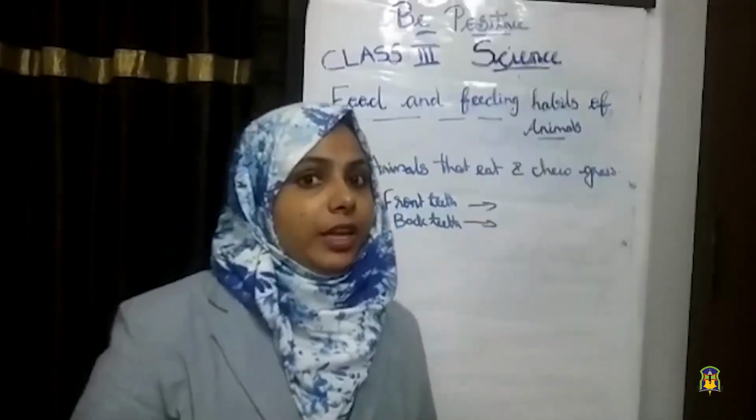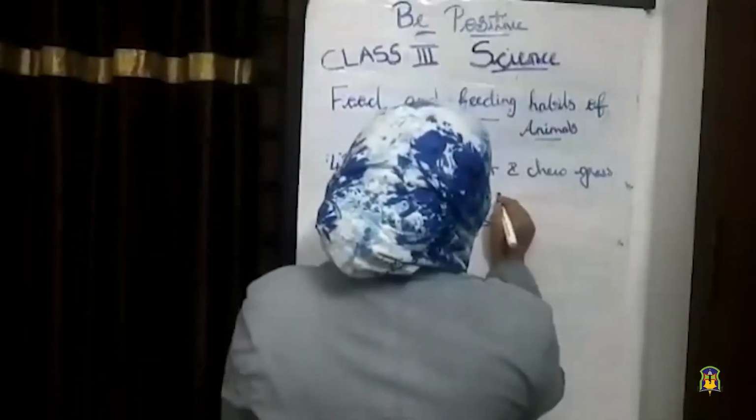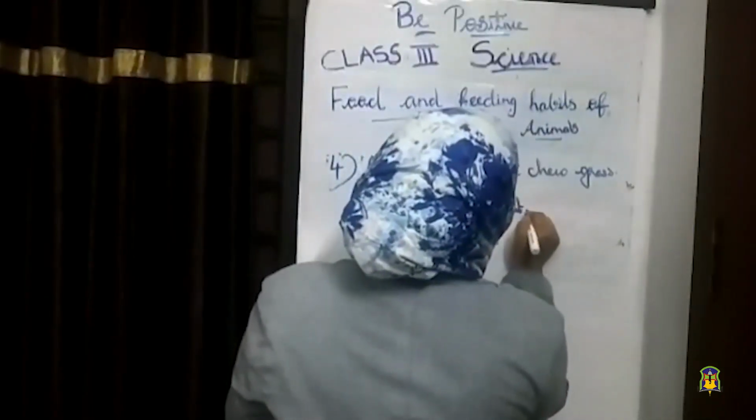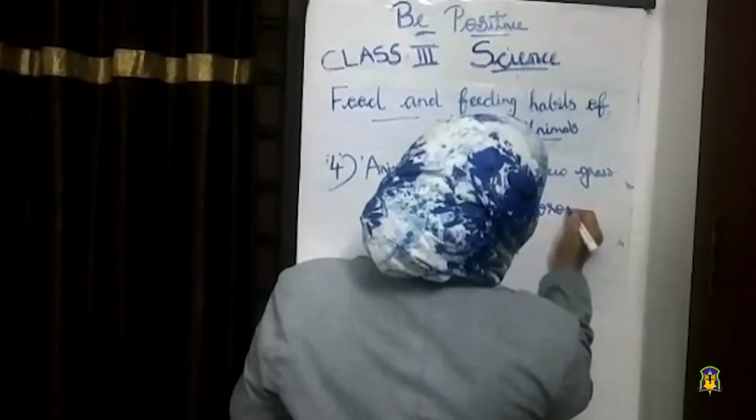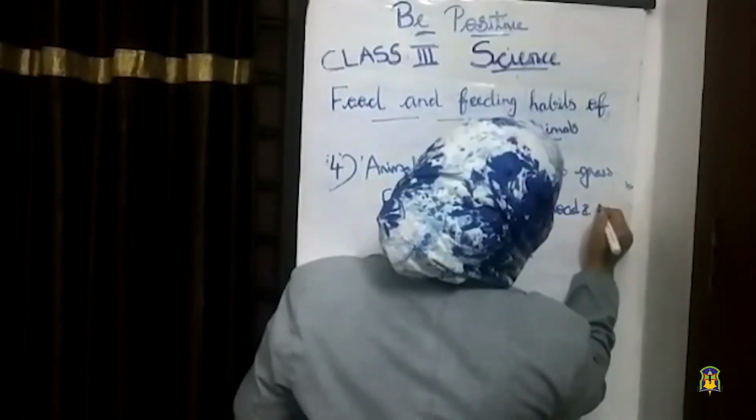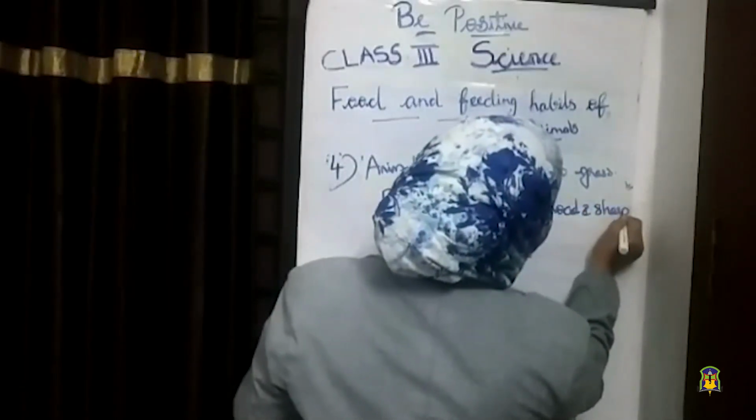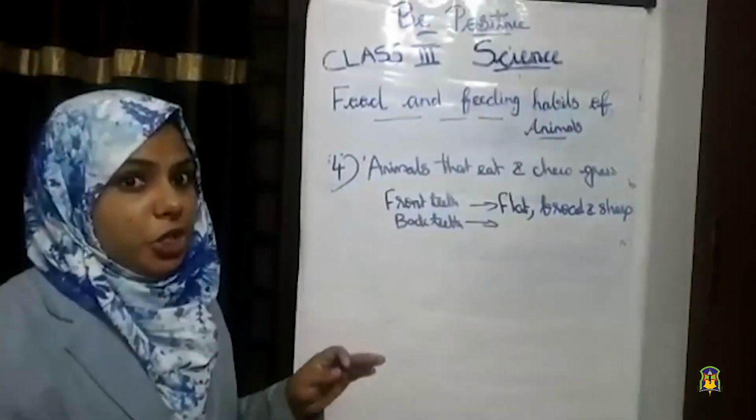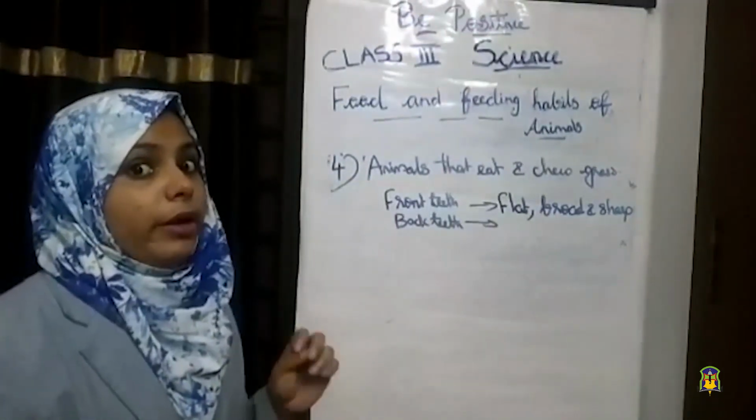So, the front teeth are flat, broad and sharp. What about the back teeth? Strong grinding teeth.